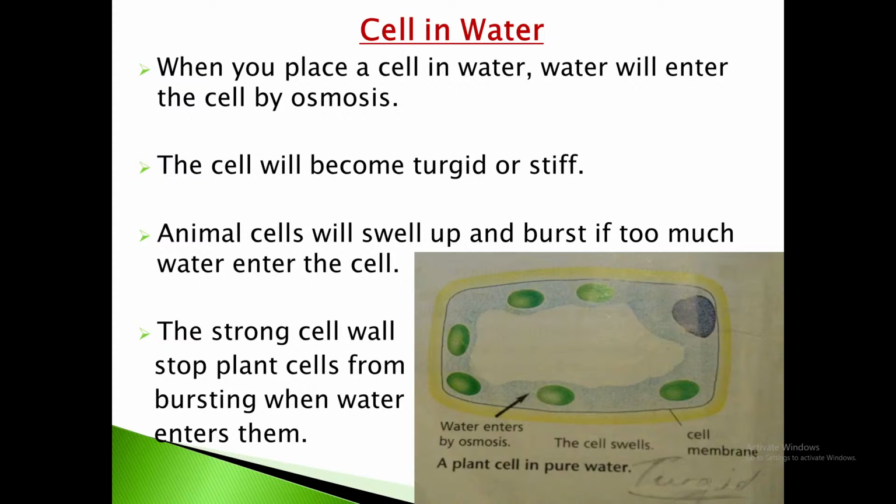As if you have one bucket filled with water and you place a plant cell in it, remember it is an entire bucket of water, so obviously more water is surrounding the cell than what is inside. So the cell will become turgid. Once water enters the cell, it basically blows up the cell, so it becomes what is known as turgid, or stiff. Animal cells will swell up and burst if too much water enters the cell.